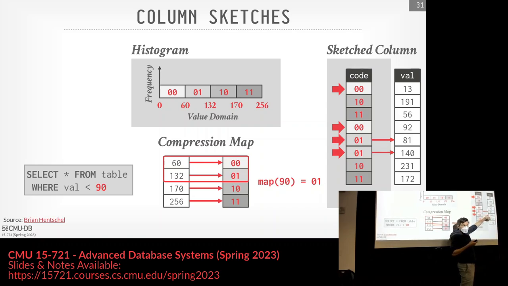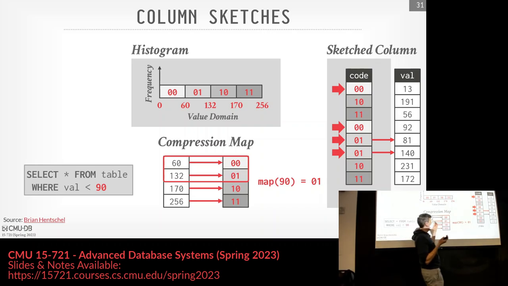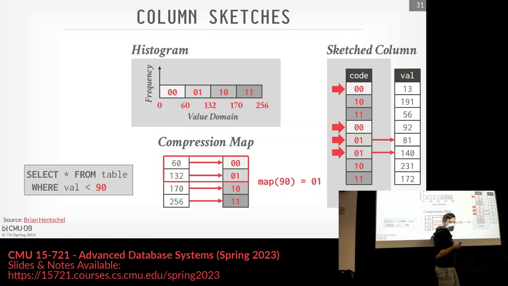140 does not. Isn't there a technical error here? Because 132 means that 01 is in the range of 60 to 132, right? And so 01 can't map to 140. 140 should map to 10, isn't it? That's a typo, yeah. That's my fault. Did I screw this up? Yeah, I probably typed that wrong. So I'd say this is 120. Yeah, 120, that's a typo.